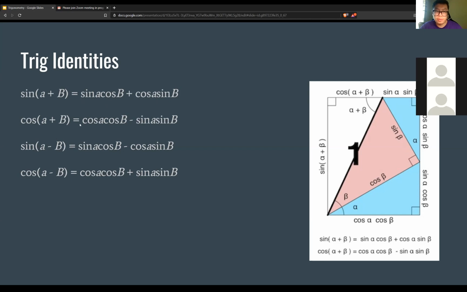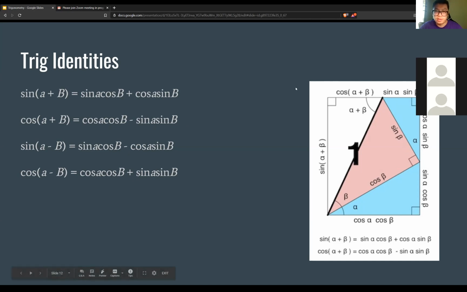And a similar thing for cosine. Cosine looks a bit different. You multiply the two cosines and subtract that by multiplying the two sines, sine a, sine b. And then for subtraction, you just switch around the signs over here and over here. And if you actually want to prove this, you can use the diagram here on the right.